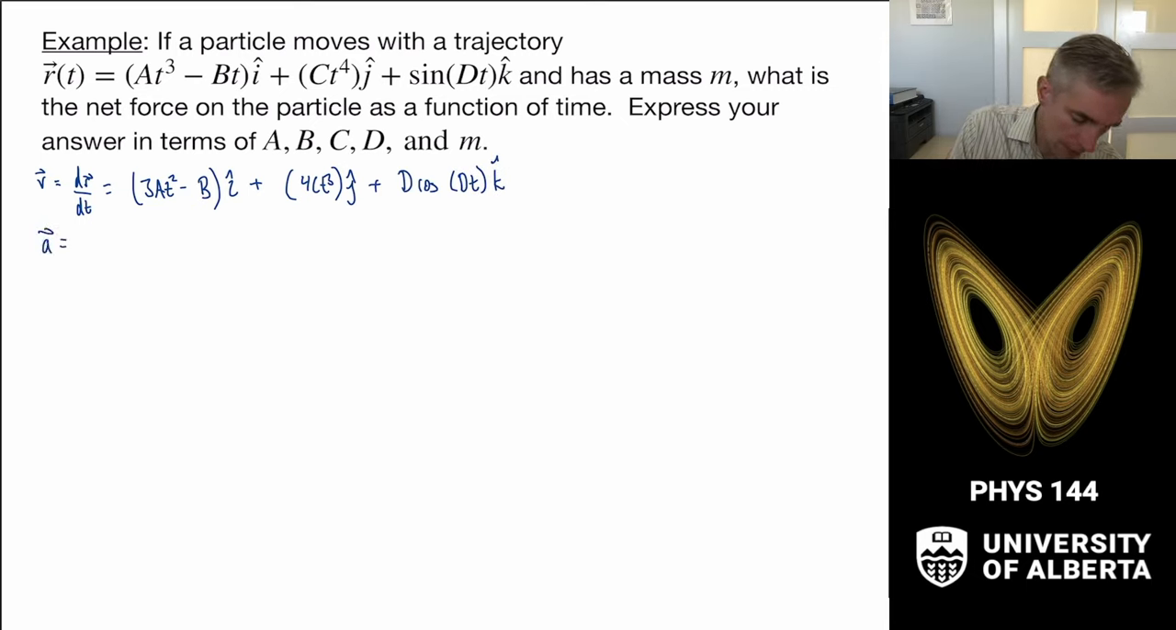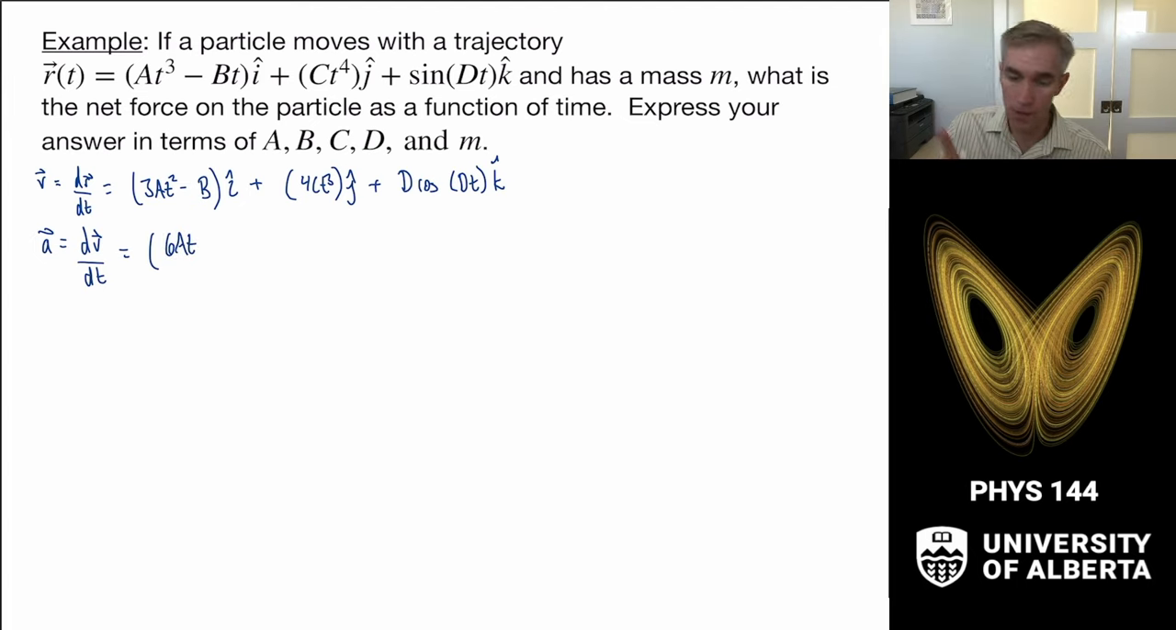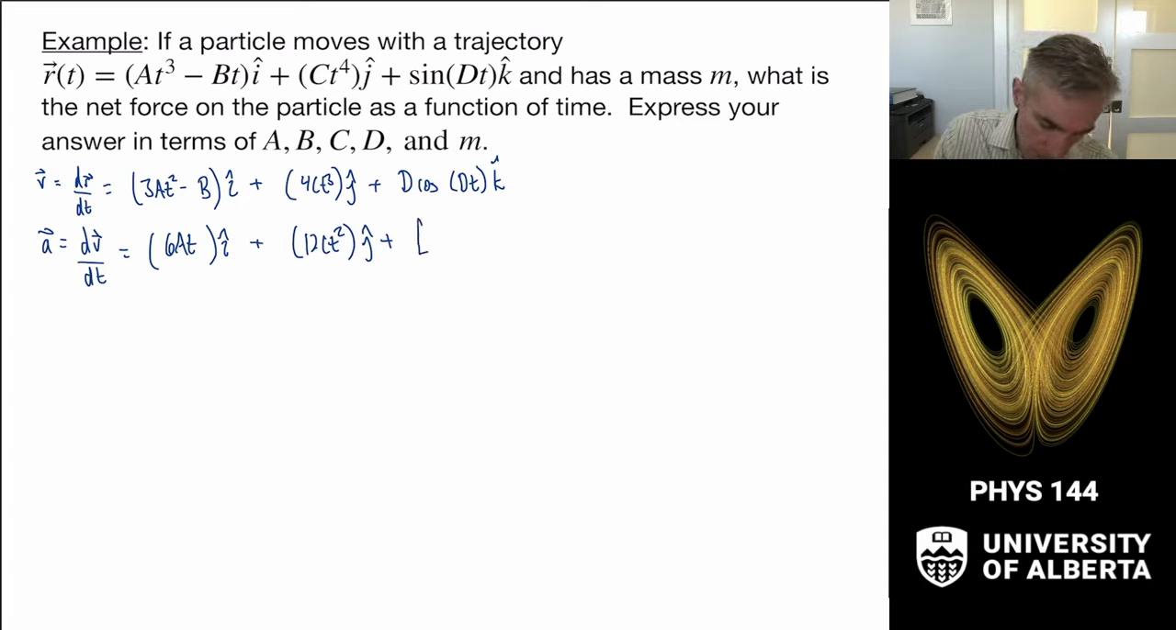Let's take the acceleration. That's the time derivative of the velocity vector. And so then the time derivative of 3at squared is 6at. Time derivative of b is 0. It's a constant. So 6at times i hat plus 4ct cubed. Take the time derivative of that. We get 12ct squared j hat. And then the time derivative of cosine is negative sine. And then I take the time derivative of what's inside. That gives another d. So this becomes negative d squared times sine dt k hat.